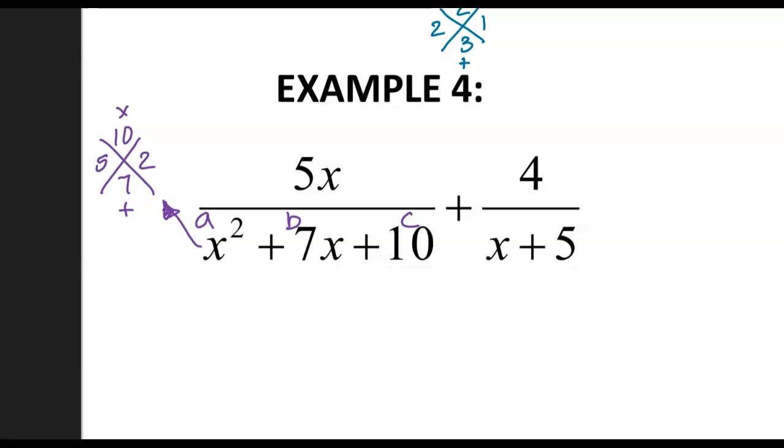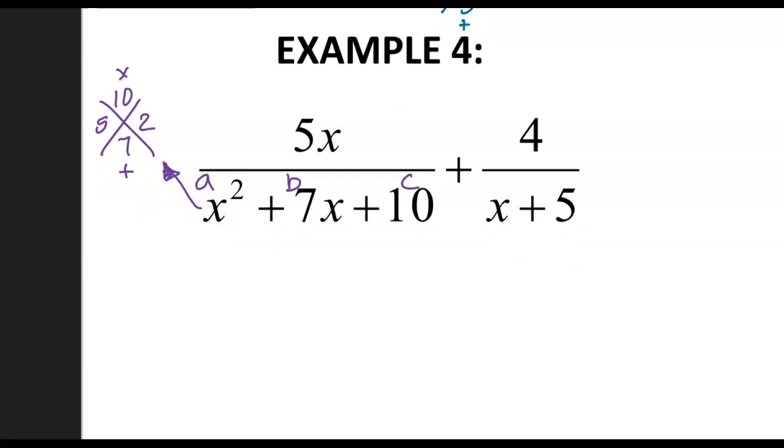As you guys get good at this, do you think you need to draw the x? It's an organizational tool for your brain. You just need to know you need to multiply to be 10 and add to be 7. As long as you can figure that out, you don't need the x. So our factors here are x plus 5 and x plus 2. The 5x is still in the numerator. And then we still have a plus 4 over x plus 5.